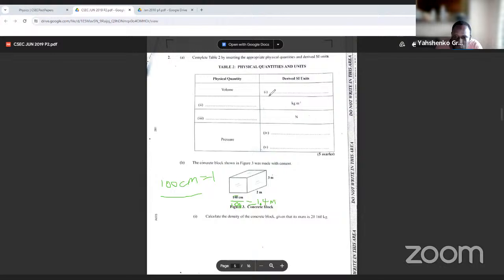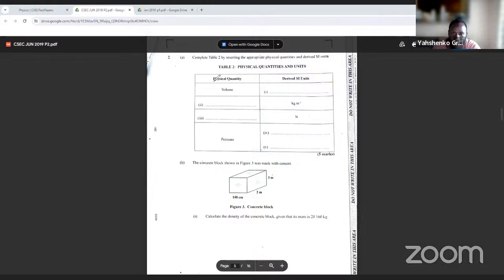All right. So for the volume here, it's going to be 1.4 times 2 times 3, which is equal to 8.4 meter cube. Cubic meter, because it's meter times meter times meter. 8.4 meter cube. All right? I'm so sorry. They never asked for the volume right here. They asked for the derived SI units. So, pardon me, I didn't even read the question. But we're going to come back to that calculation in any case.